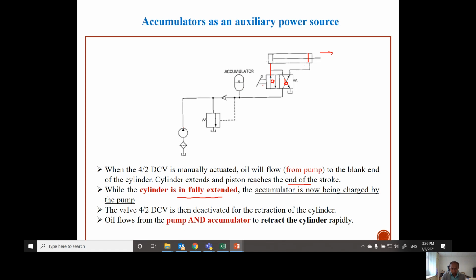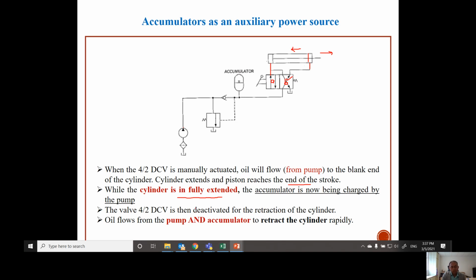Okay, and then bear in mind that all this while, since this is a hand lever, you have to hold this hand lever with your hand all the time for the accumulator to be charged. Okay, and then when you release the hand lever and due to the spring, now position B will be active, and therefore you will have the flow to go through this port, and you have cylinder to retract. Okay, so cylinder will retract.